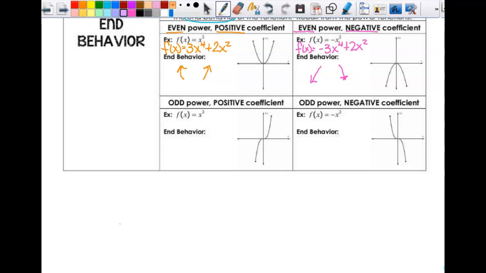For an odd power with a positive coefficient, I think about a cubic. Let's say I had f of x equals 4x to the 5th minus x squared plus 2. I don't expect you to know what that graph looks like at this point, but you should be able to tell me the end behavior. Your leading coefficient is positive. This is odd, so the ends are opposite. It models the positive cubic, so the end behavior would be down, up.